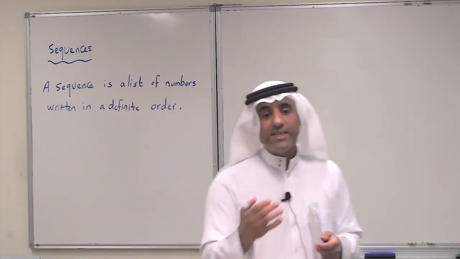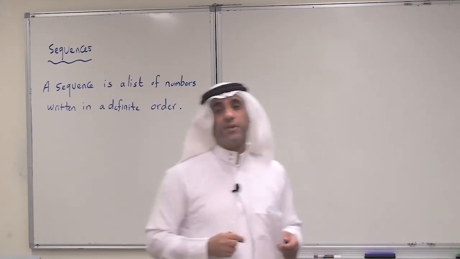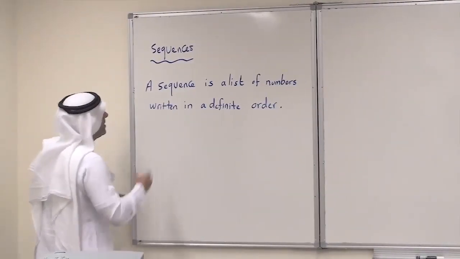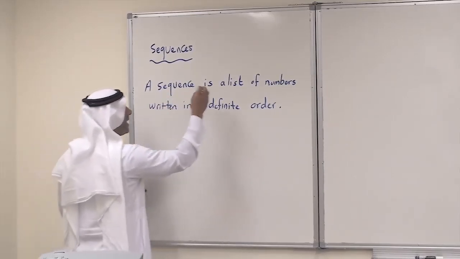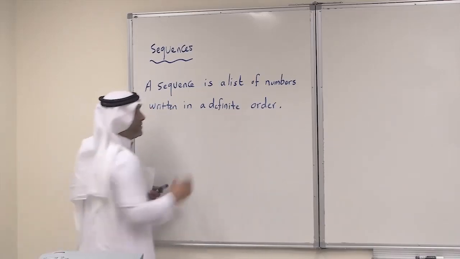Okay, we have sequences and series. These are two topics in mathematics of interest. We will start the first one today, which is called sequences. Now, what is a sequence? Simply, we can say that a sequence is a list of numbers, readings, written in a definite order.